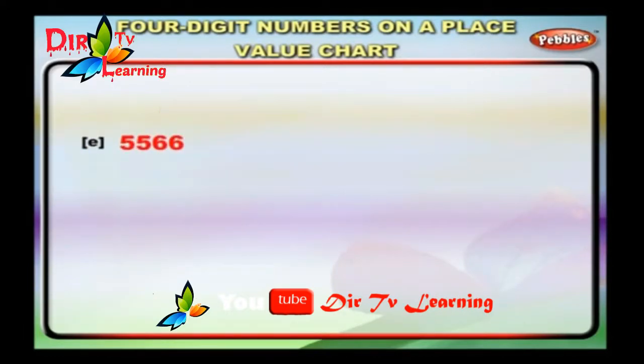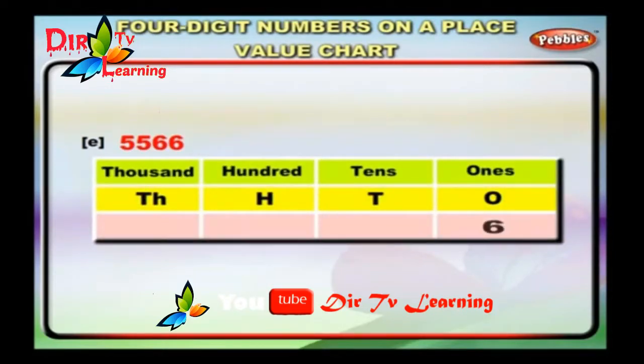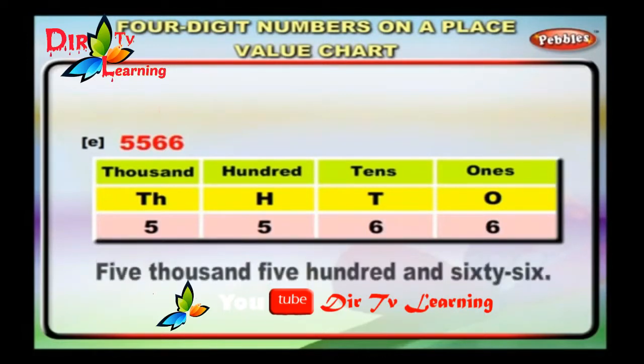Next is 5,566. Bring 6 to the ones column, 6 to the tens column, 5 to the hundreds column, and 5 to the thousands column. Now we have 5 thousands, 5 hundreds, 6 tens, and 6 ones. We write this as 5,566.